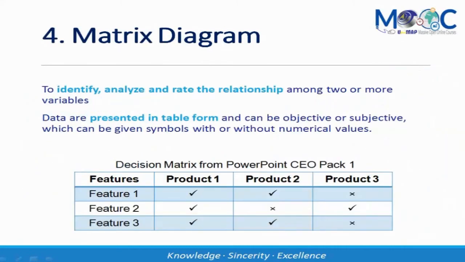The fourth management tool is matrix diagram. Data are presented in table forms. The data can be objective or subjective. Using matrix diagrams, the relationship among 2 or more variables can be identified.